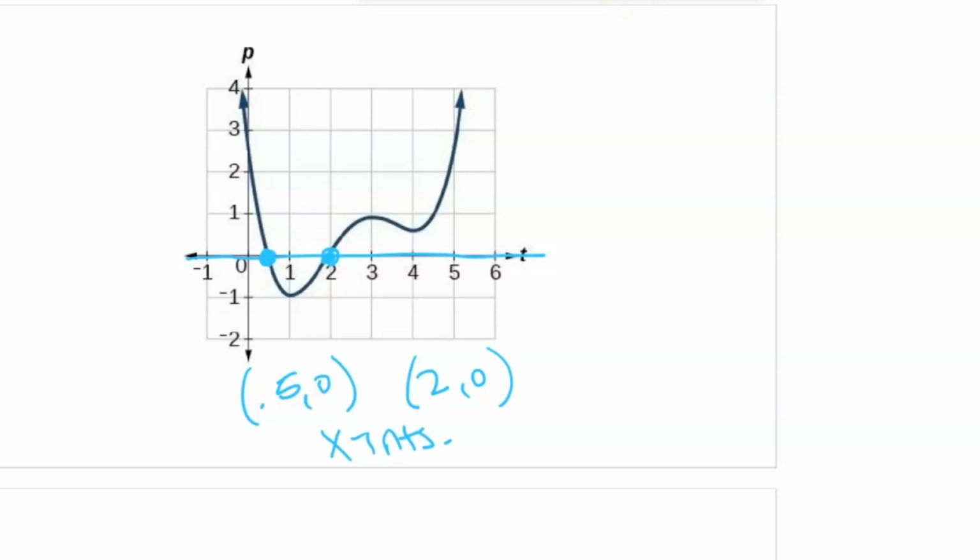And then looking for the y-intercepts, it looks like we just have one. It looks like it crosses about here. So that would be about 0 and 2.5. And that would be the y-intercept.